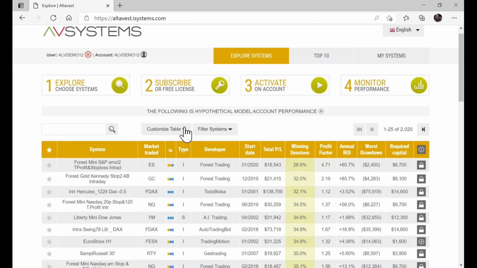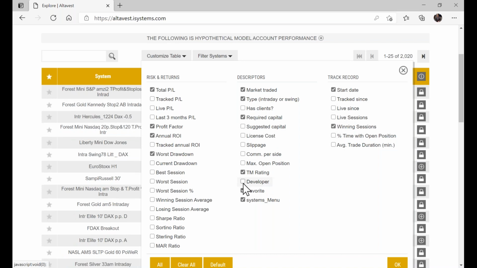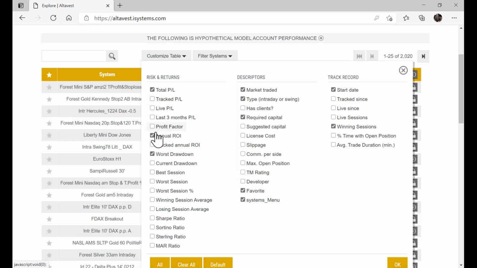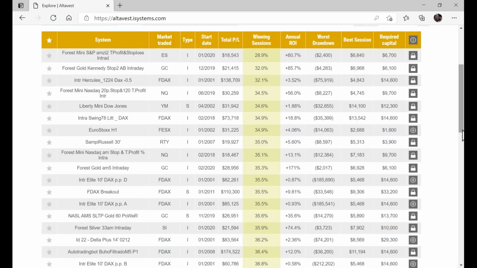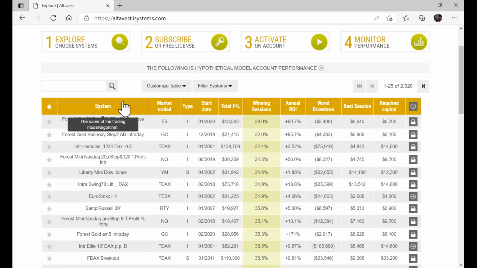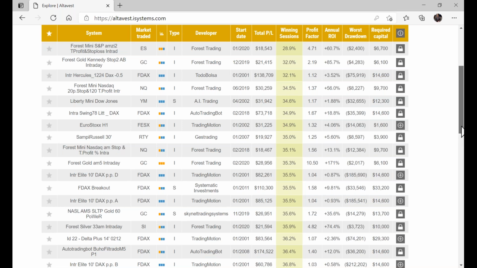Now, let's look at customizing this table. Maybe you're not interested in some of these particular titles here. You can see all the different titles available so that you can have this table reflect what is interesting to you. Perhaps you're not interested in the name of a developer or what's called the TM rating, or maybe not the profit factor. And instead, you want to add best session. I'm just kind of making this up as we go, showing you the flexibility here. Now the table reflects what you have selected, or you can, of course, go back to the default setting, and that's fine too. So we'll just go back to default.